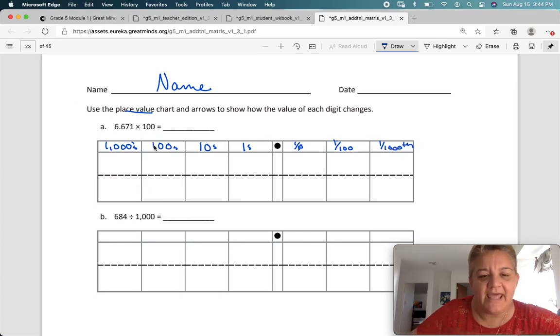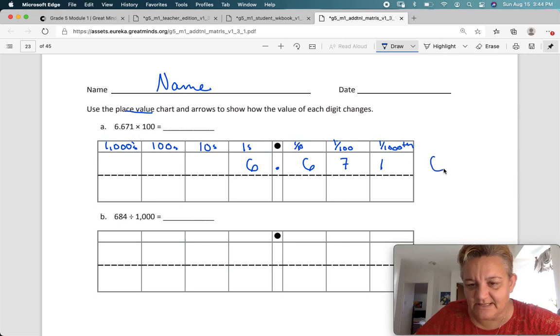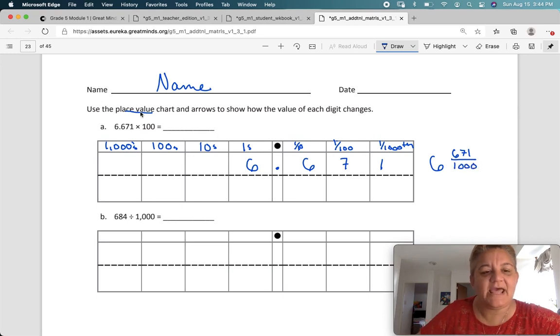All right. And our starting number is 6 and 671 thousandths. If I were to write that as a fraction, it would look like this. Right? And we want to multiply that by 100. So we've got our place value chart and we've put our number in. Next we're going to use arrows to show how the value of each digit changes.